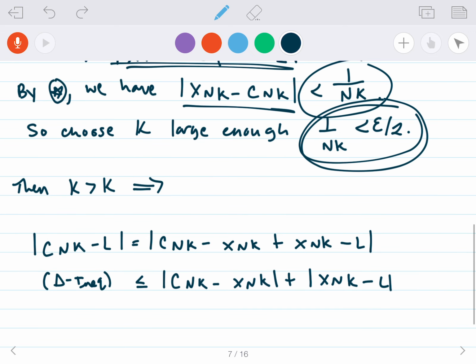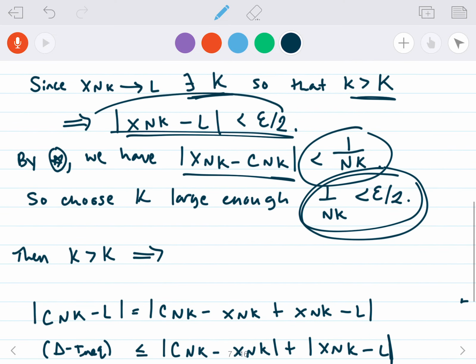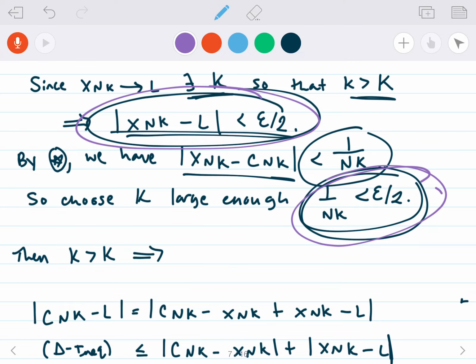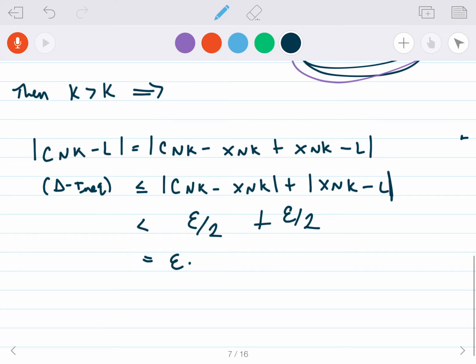So this is going to be less than epsilon over 2 plus, well, we know that x sub nk converges to L, and we have up here that our k is large enough so that it satisfies both this and this. We can certainly make k large enough to satisfy both of those two things. So that's less than epsilon over 2, which equals epsilon. And so we have that, by definition, c_nk is going to converge to L.